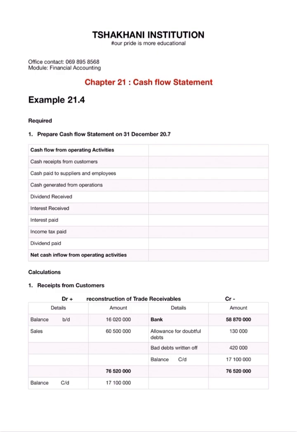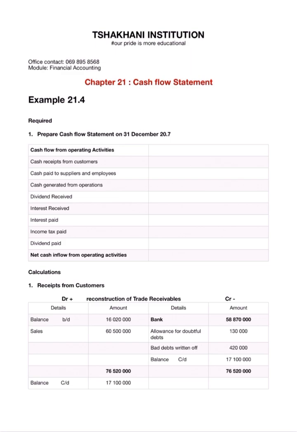So today I want us to go through chapter 21, which is the cash flow statement. As you know, the cash flow statement is about determining the inflow of money and the outflow of money. The cash flow statement has four parts or four activities. We have cash flow from operating activities, cash flow from financing activities, cash flow from investing activities, and also the net change in cash and cash equivalents. Today we are going to focus on the first activity, which is the cash flow from operating activities.